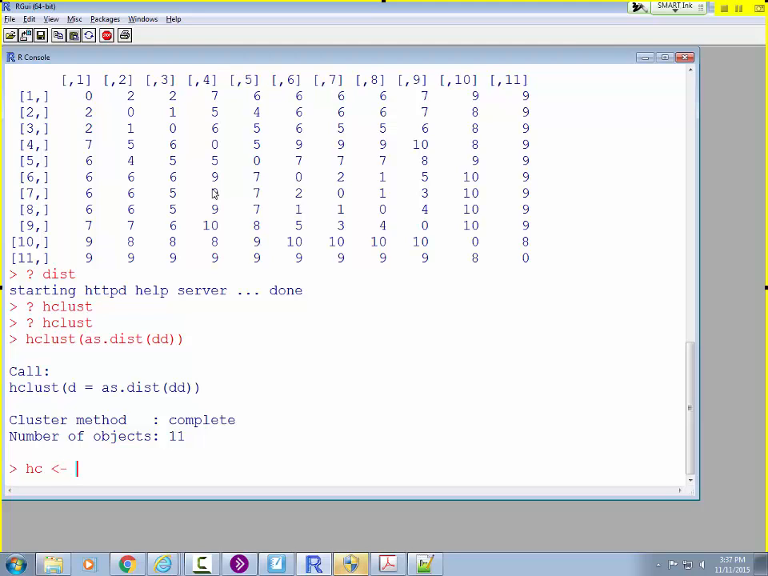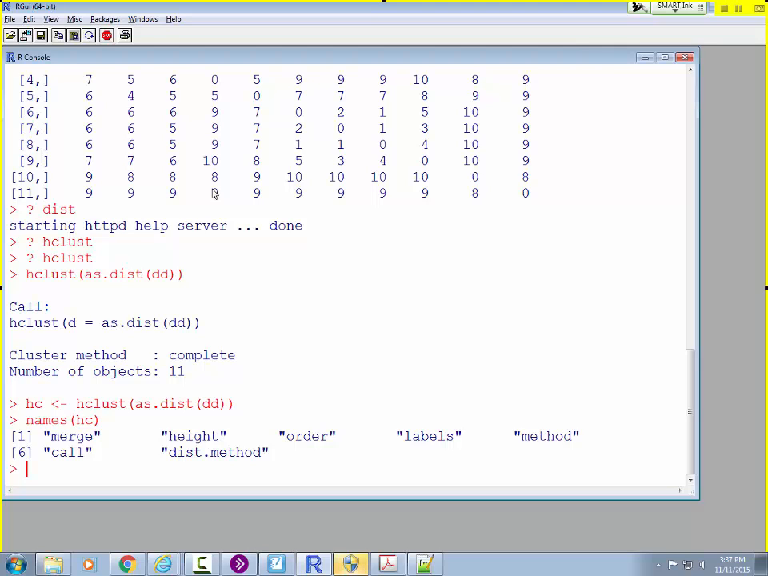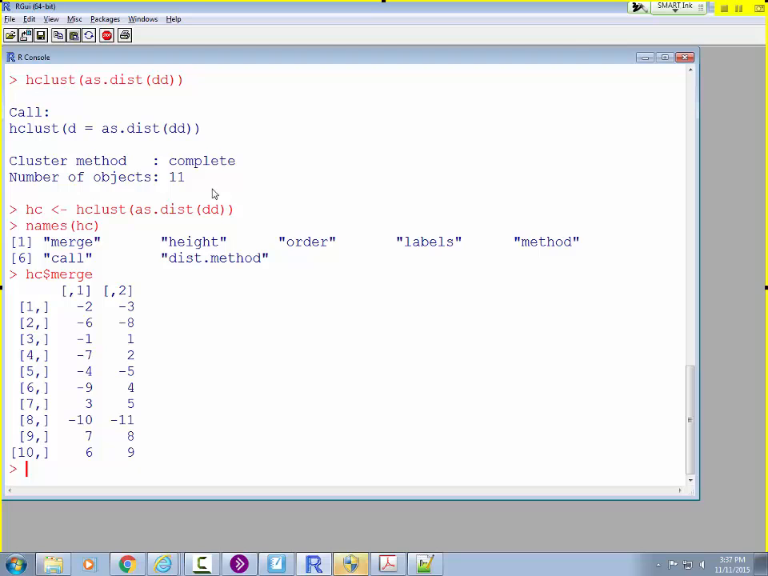I'm going to assign the output to an object. Here's some of the things that are available. There is, in the merge item, a summary of what happened as the tree was constructed. So this information would allow you to reproduce the tree basically from hand.